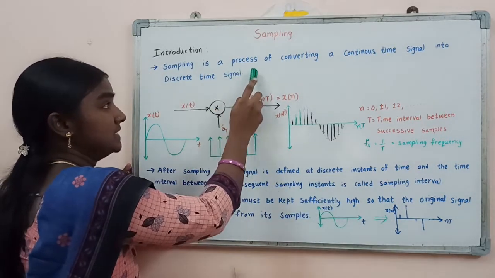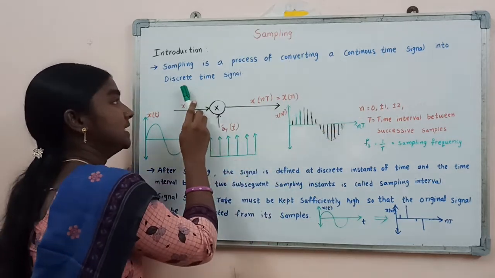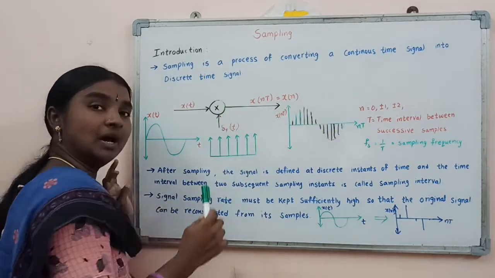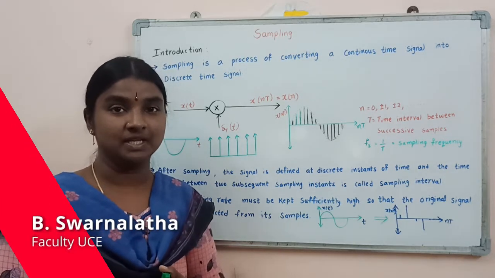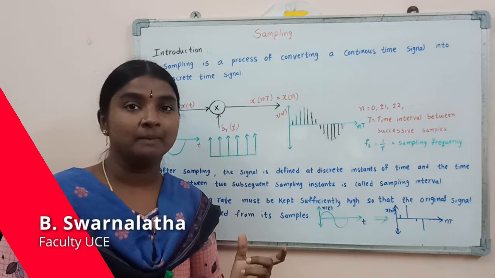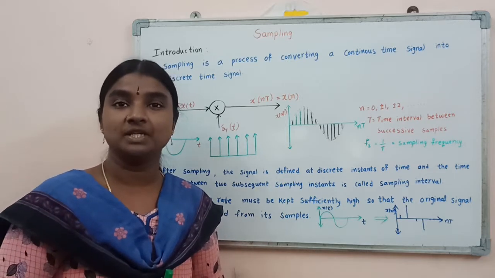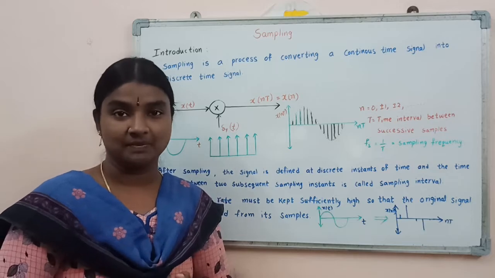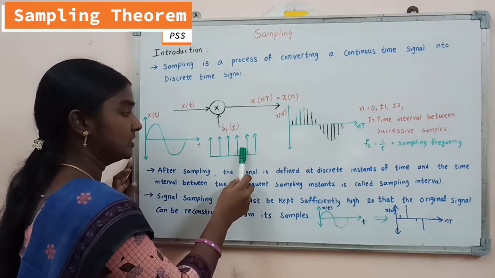Sampling is a process of converting a continuous time signal into a discrete time signal. Now we already learned about continuous time signals and discrete time signals. By using this sampling process, we are converting the continuous time signal into a discrete time signal. Now this is the figure showing the sampling process.